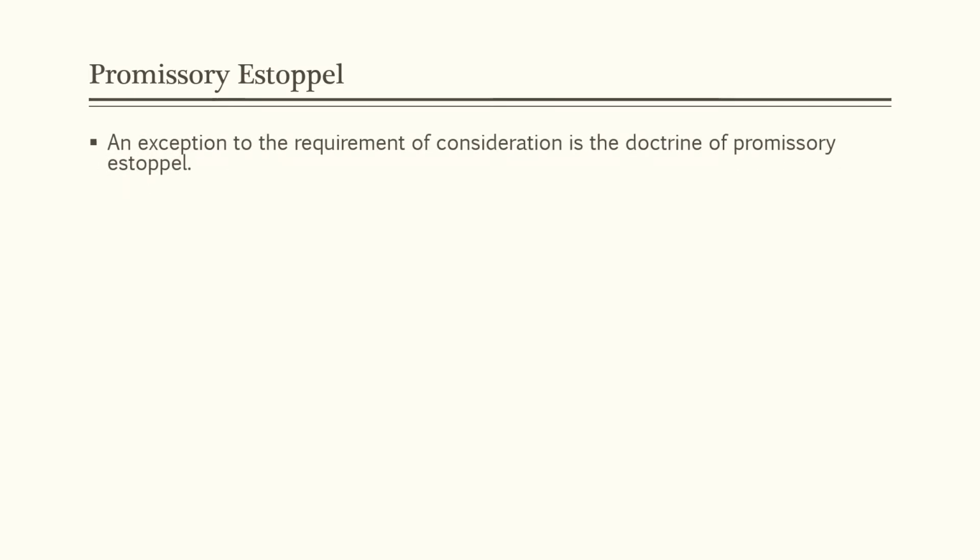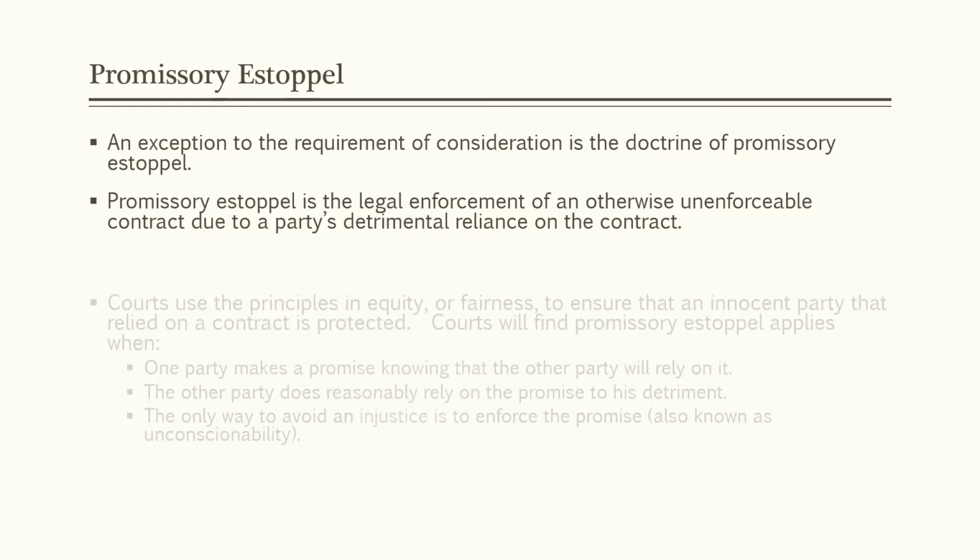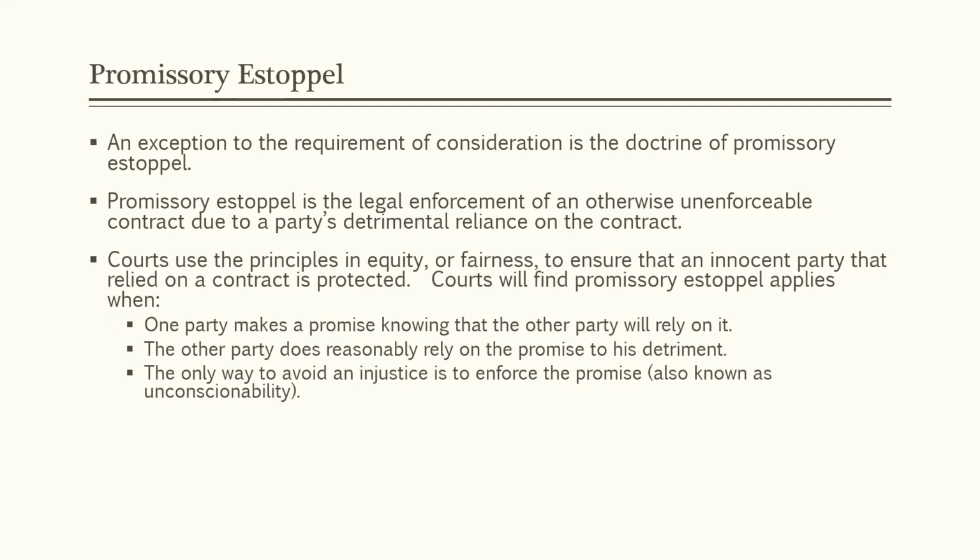An exception to the requirement of consideration, a promise for a promise or a promise for an act, is the doctrine of promissory estoppel. Promissory estoppel is the legal enforcement of an otherwise unenforceable contract due to a party's detrimental reliance on the contract. Courts use the principles in equity or fairness to ensure that an innocent party that relied on a contract is protected. Modern courts sit in both law and equity.